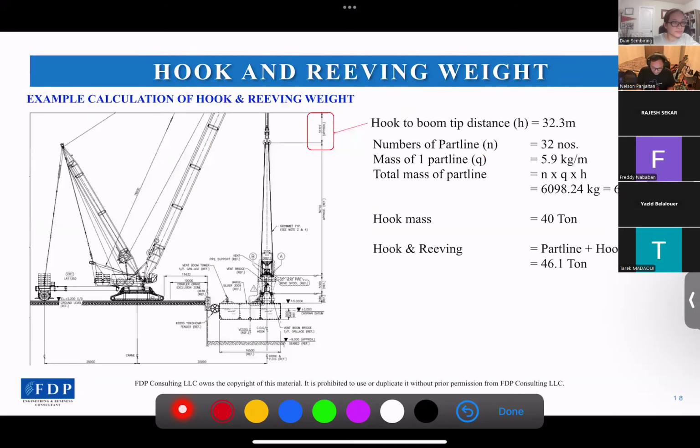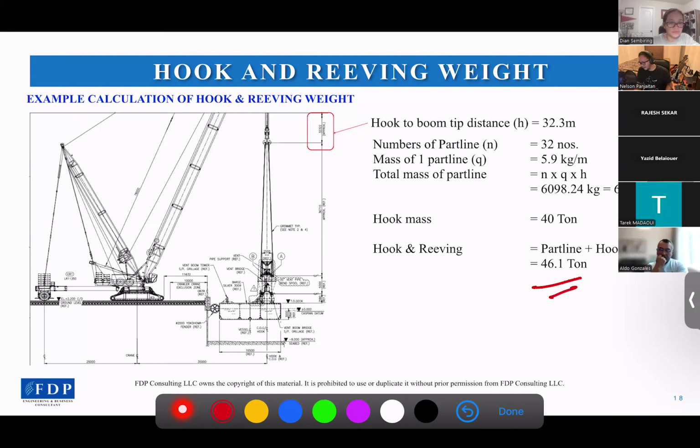So the total hook and reeving, part line plus hook, is 46.1 tons here. So that's for the hook and reeving calculation. Any questions from your side before we continue?